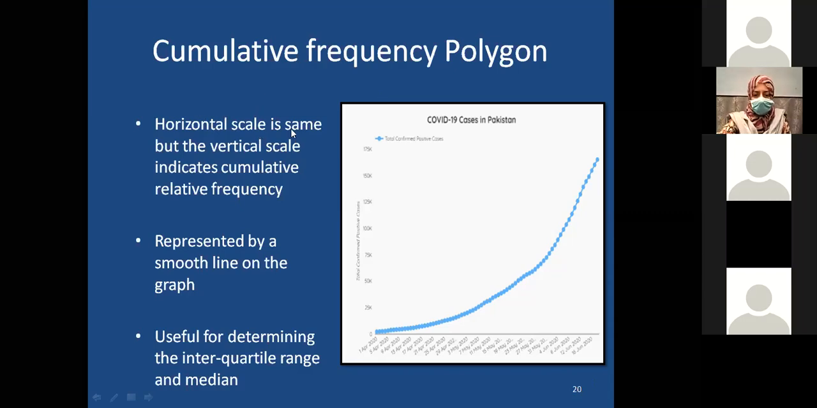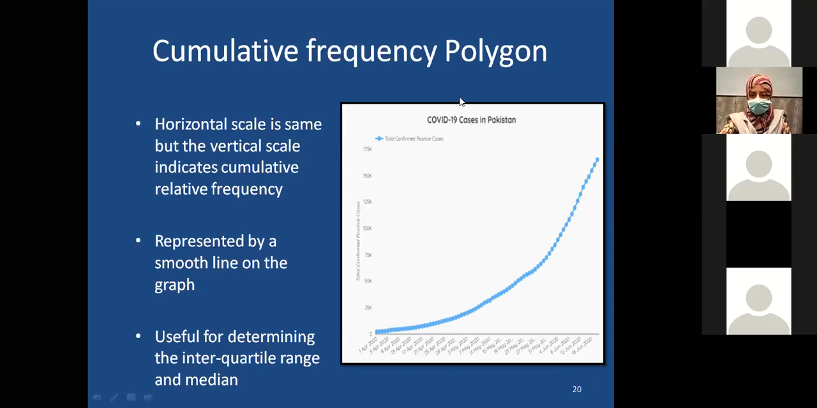So it's a horizontal scale. The horizontal scale is the same, but the vertical scale indicates the cumulative frequencies. So they're increasing in number, okay? And it's represented by a smooth line on the graph. Okay? It shows a smooth line on the graph. And it's useful for determining the interquartile range and the median of the data. I'm sure you must have done that.